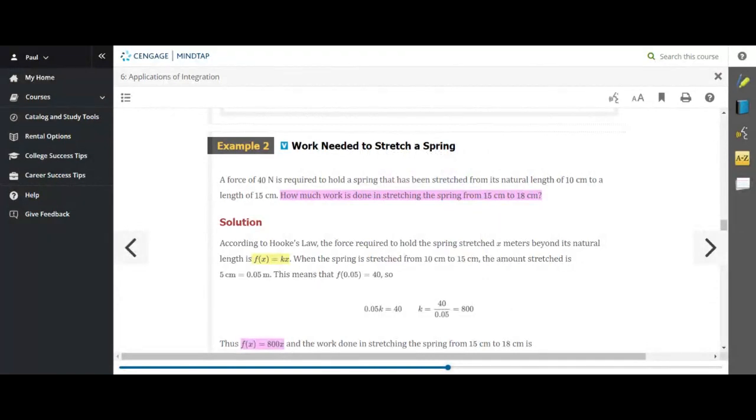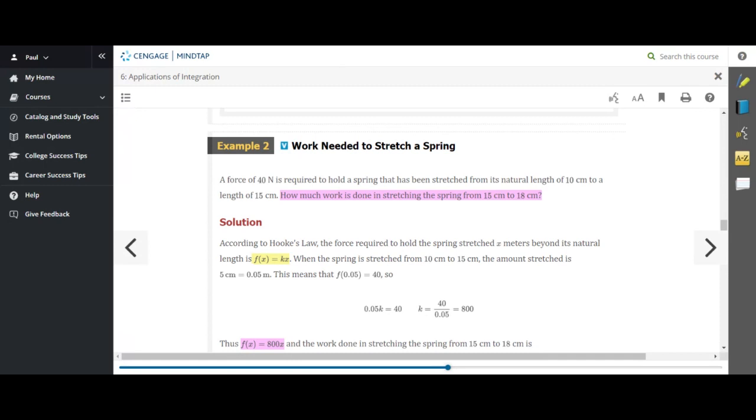Okay, so in this example, work needed to stretch a spring. A force of 40 newtons is required to hold a spring that has been stretched from its natural length of 10 centimeters to a length of 15 centimeters. How much work is done in stretching the spring? Well, you're stretching the spring a distance of 3 centimeters, okay?